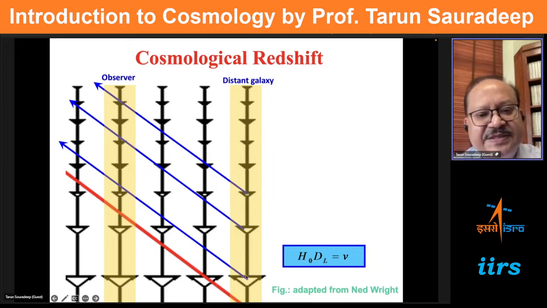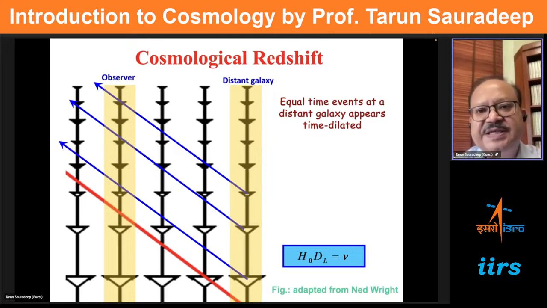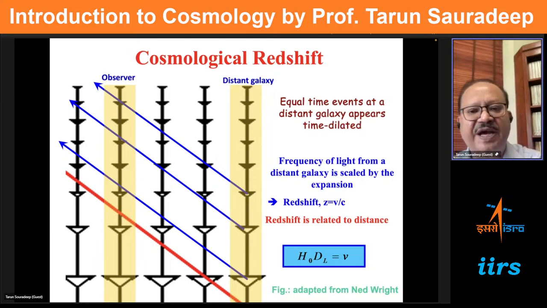Now you realize here that you have encountered only one tick, whereas to the clock carried by the observer, there are already two ticks, right? So that means time seems to be dilated, right? This observer will see that everything happening here is at half the speed at which things are happening there. So for light, what it means is if I shine blue light from here to there, by the time it gets there, it could be red, at half the frequency. So equal time events at distant galaxies appear time dilated. The frequency of light from a distant galaxy is scaled by the expansion.